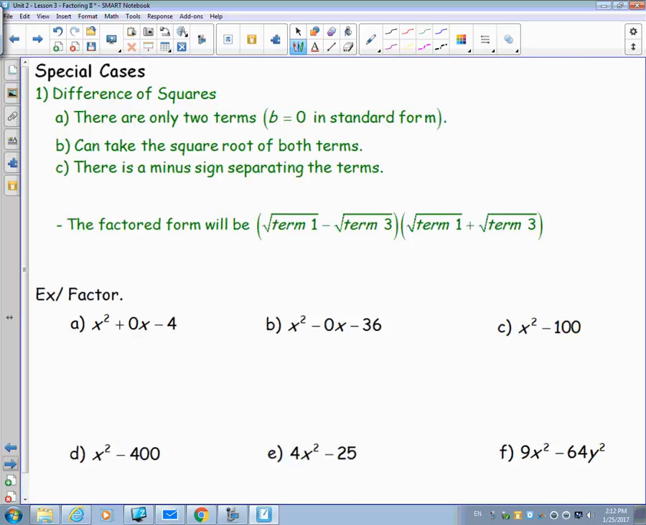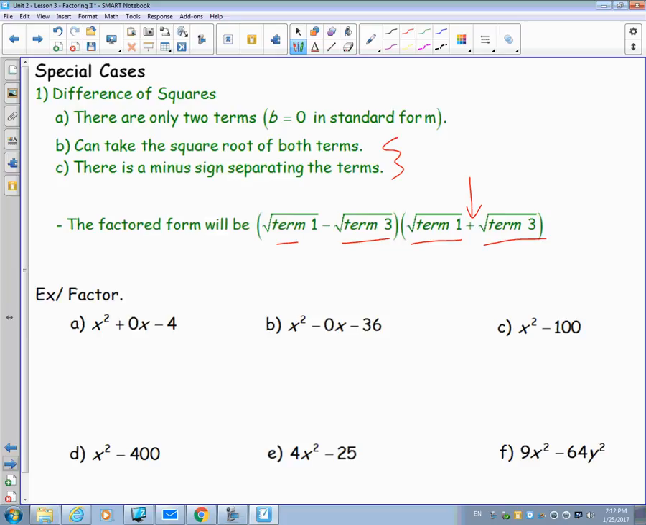Okay, next case. Look at some special cases. You might remember this idea of difference of squares. It's one of our special cases. It's a two-term expression. For this method to work, you have to be able to take the square root of both terms, and there has to be a minus sign separating the terms. If these two things aren't true, you can't factor it. Okay, the factored form will be the square root of the first thing minus the square root of the second thing times the square root of the first thing plus the square root of the second thing.